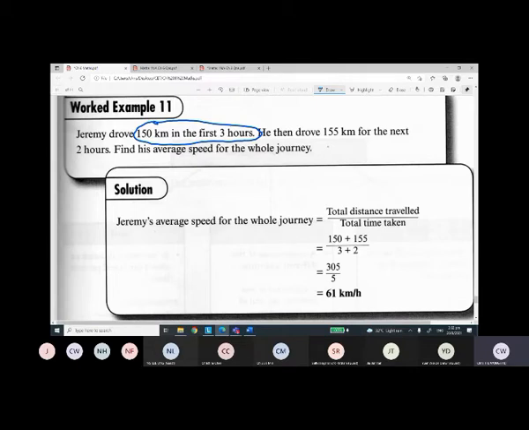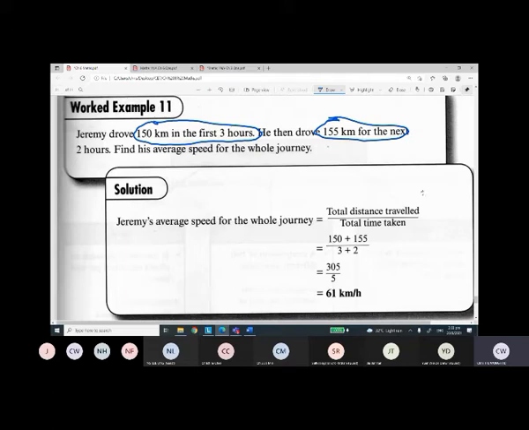Okay. What they want is to find out the whole speed itself, because you can see that they actually travel at different speeds. First of all, they travel 150 kilometers in 3 hours. Then you travel another 155 kilometers in the next 2 hours. You're going to find the speed.